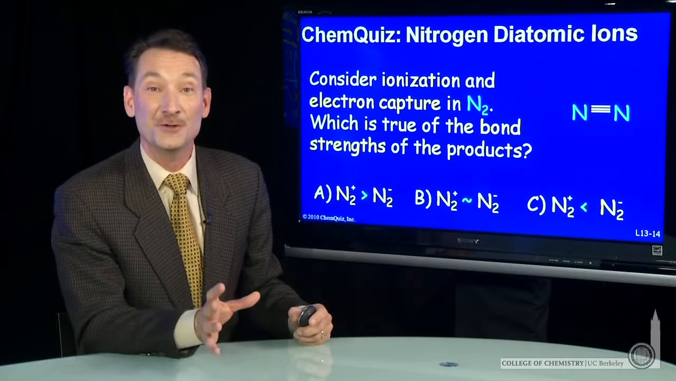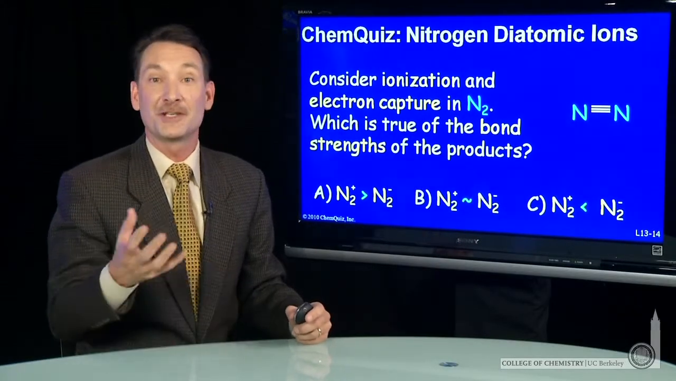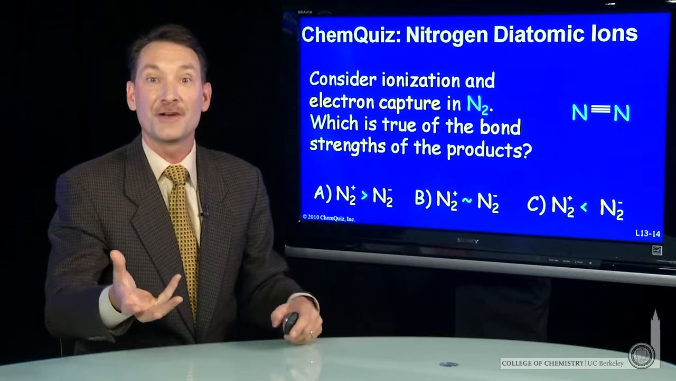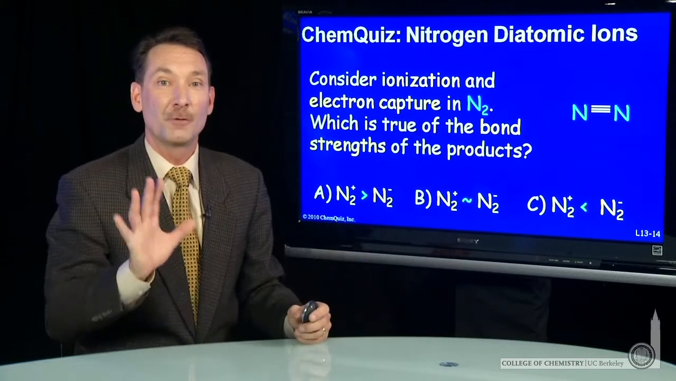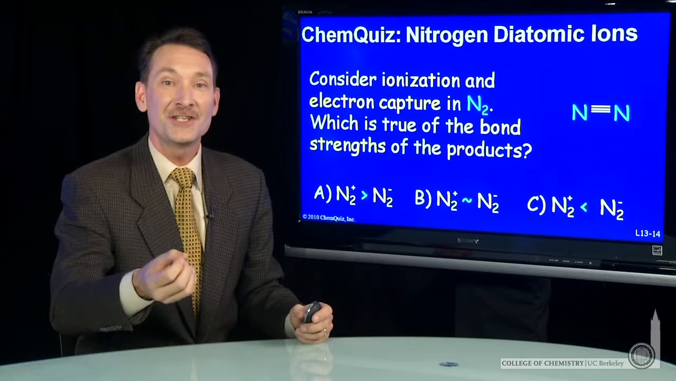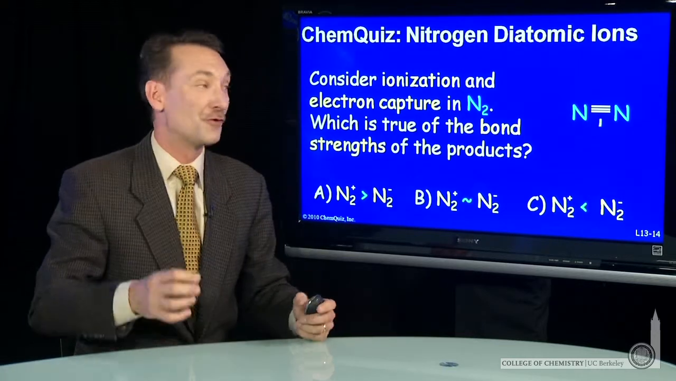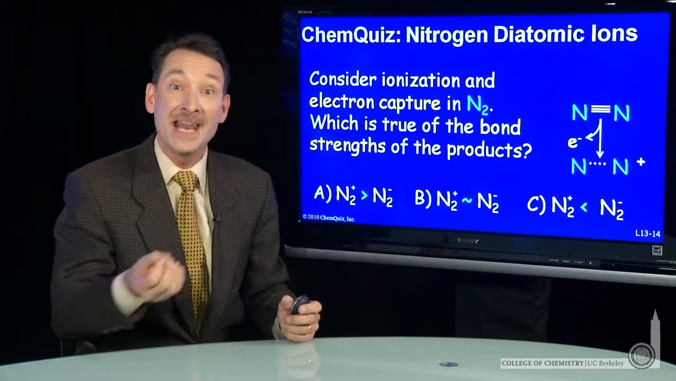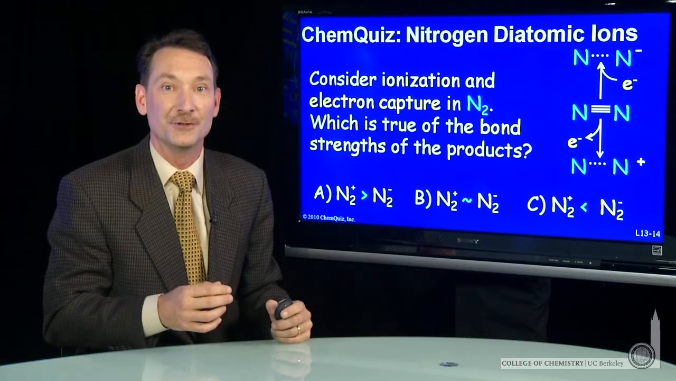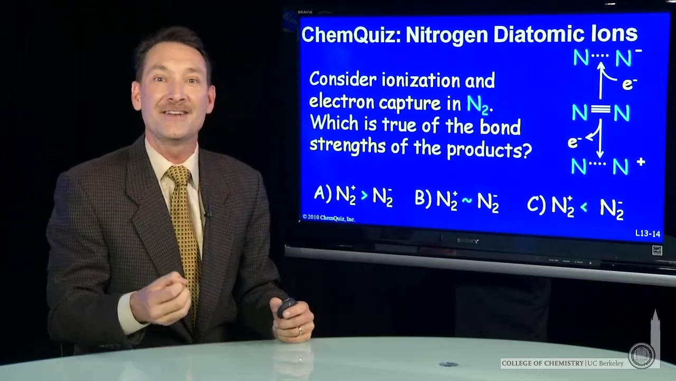Nitrogen molecules, N2, have a triple bond. That's predicted both by molecular orbital theory and the Lewis dot structure. What I'd like to think about is the ionization of N2 molecules, that is, withdrawing an electron, and adding an electron, electron capture by N2. That'll form a positive and a negative ion.